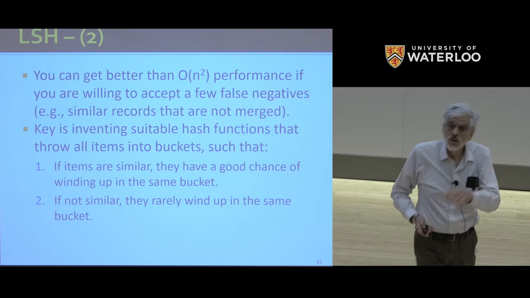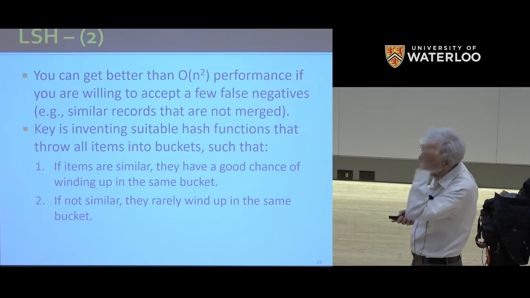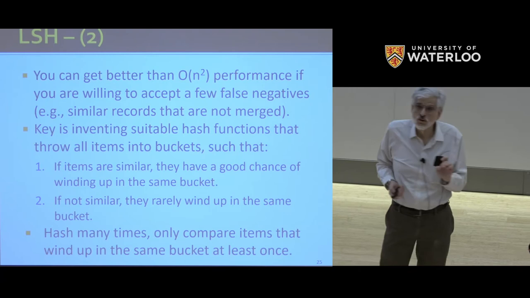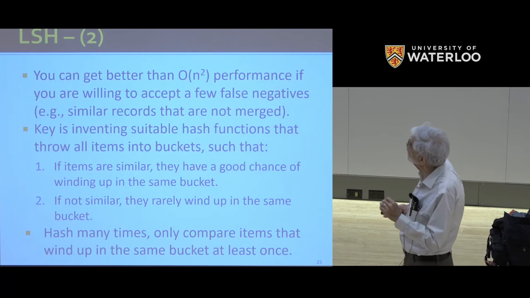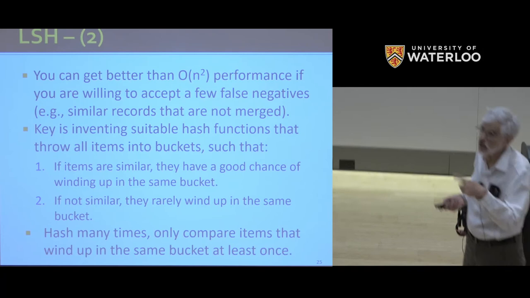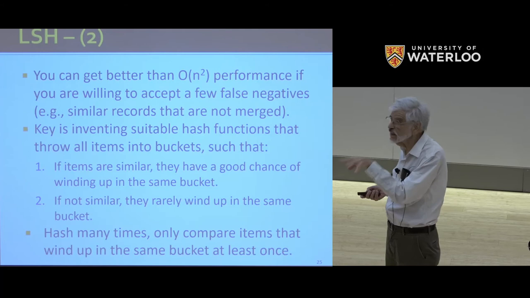Okay, and you might think, how can you do that? That sort of requires some sort of clairvoyance on the part of the hash function, but it doesn't. And if you design your hash functions right, then you just look at the pairs of items that for at least one of these hash functions wound up in the same bucket. And then you still have to test them, because it could be a coincidence. But you should be able to then at least focus on a lot less than the full n squared pairs.